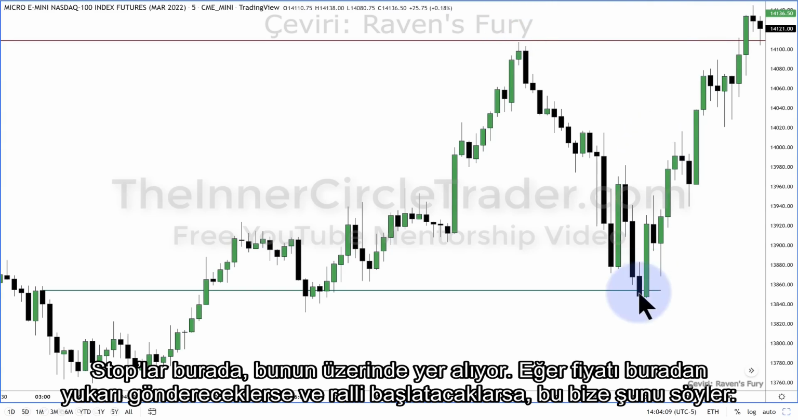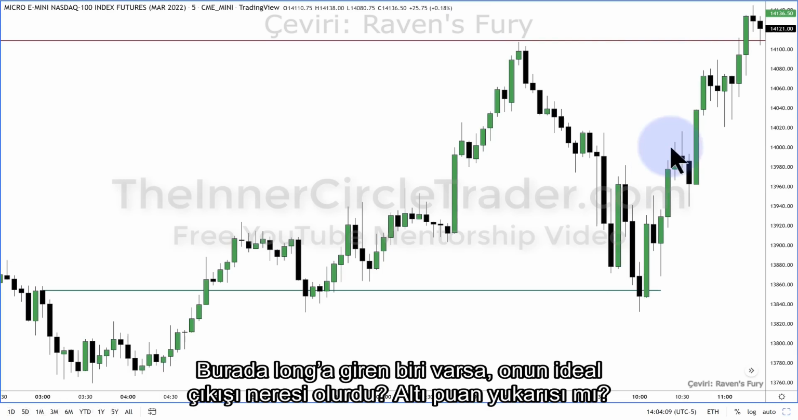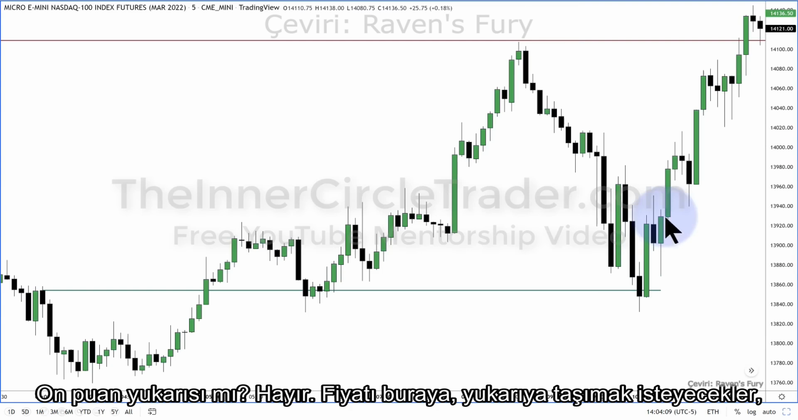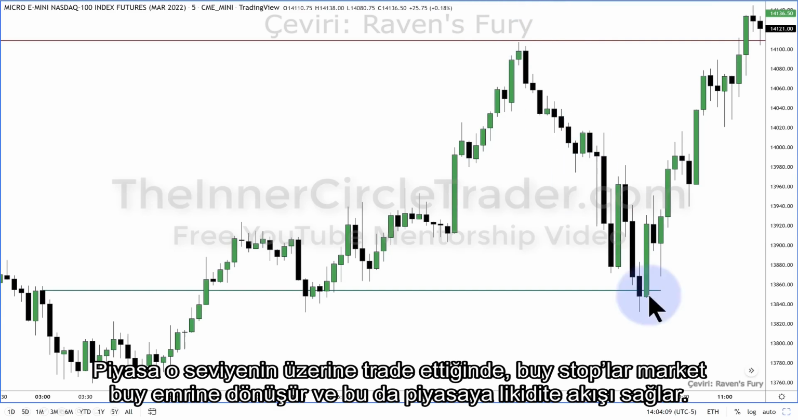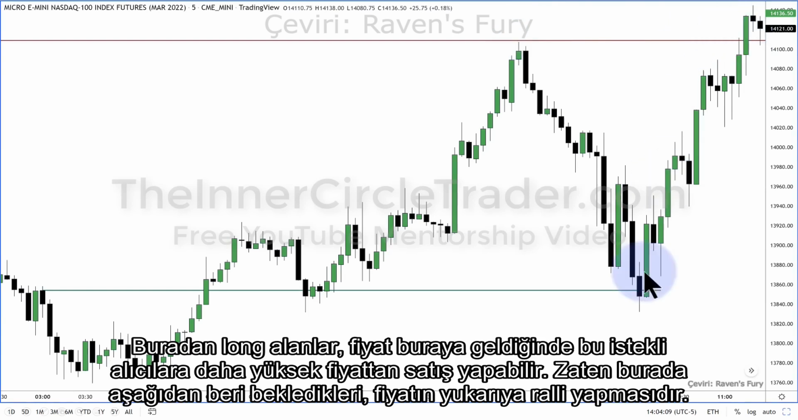So if they're going to send the price higher from here and start rallying, that supposes that there's someone that got on board long here. Where would their ideal exit be? 6 points higher? 10 points higher? No. They're going to want to take it up here, where there's willing buyers with buy stops to protect their short positions. So when the market trades above that level, the buy stops become market orders to buy the market, which floods the market with liquidity for those that have bought down here. They can sell to those willing buyers at a higher price, which they're waiting for down here, waiting for that price rally to go up.